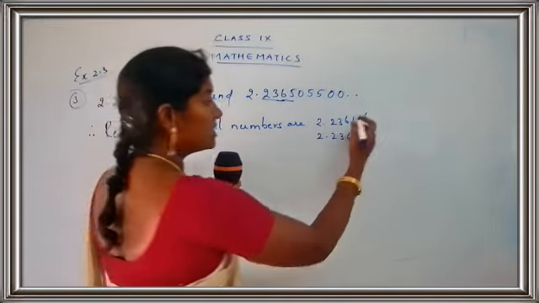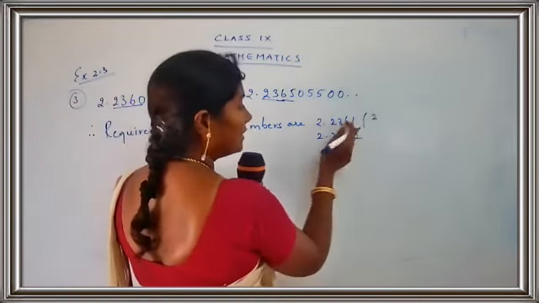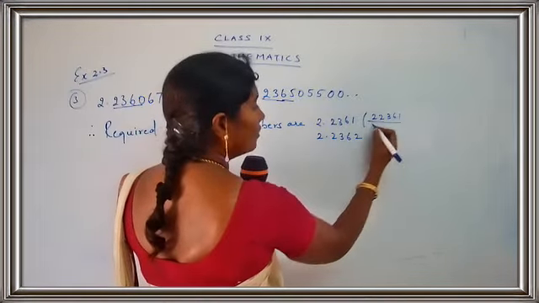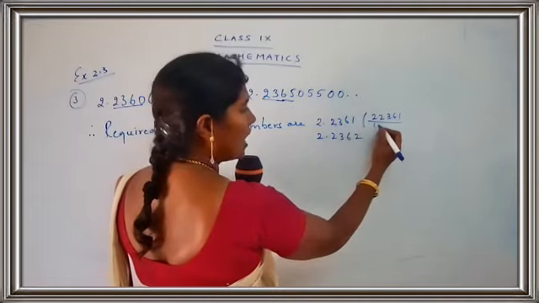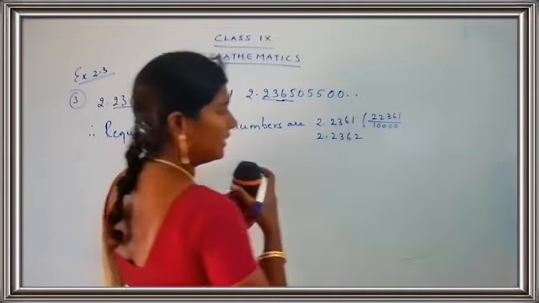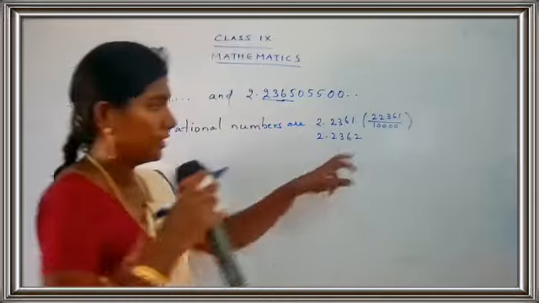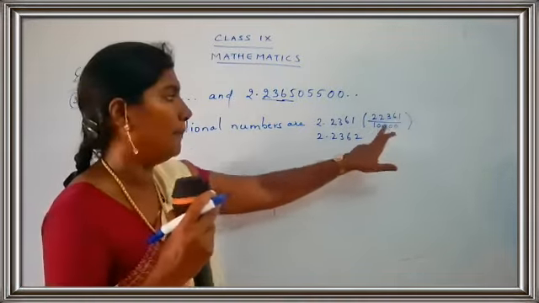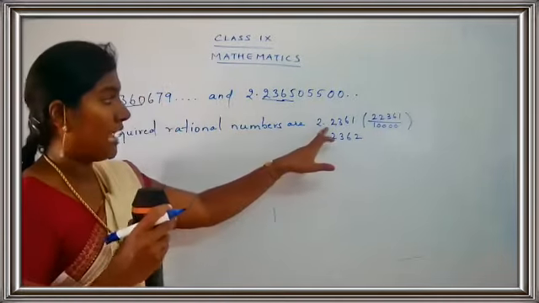So what you can do, this is 2 and combine all the numbers. So 22361 upon 4 zeros. 1, 2, 3, 4, upon 10,000. So this is the rational number, 22,361 upon 10,000. So I have removed the decimal point.